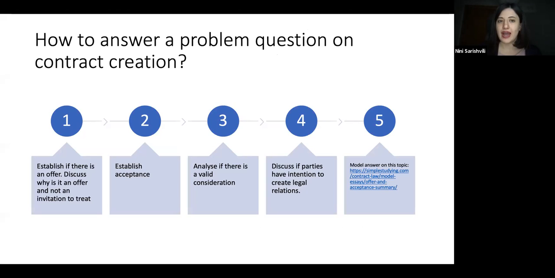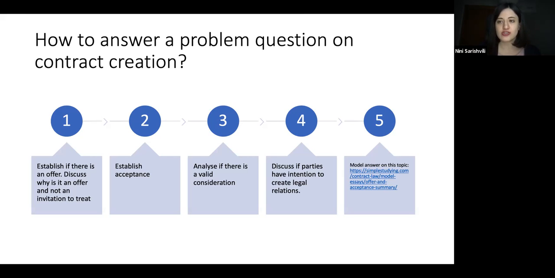To sum up, how do you answer a problem question on this topic, contract creation? You need to establish if there is an offer. And when establishing if there is an offer, discuss why the statement given to you is an offer and not an invitation to treat. The clear example of what is an invitation to treat is the objects on display in a shop. The objects on display in a shop are not an offer, they're an invitation to treat.